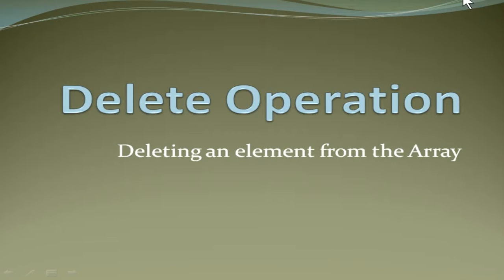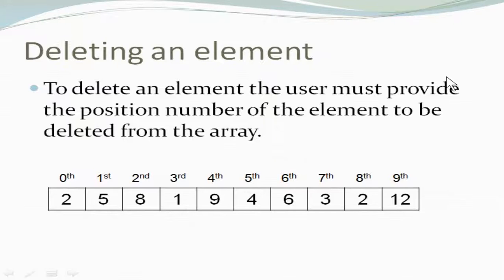Hello everyone. In this video we are going to see how to delete an element from an array. To delete an element, the user must provide the position number of the element to be deleted from the array. So you can see a list of values are given. You got 10 values, and for which you have the position values, that is from 0 to 9. So you have to give the position value so that it can delete that element and display the remaining elements.